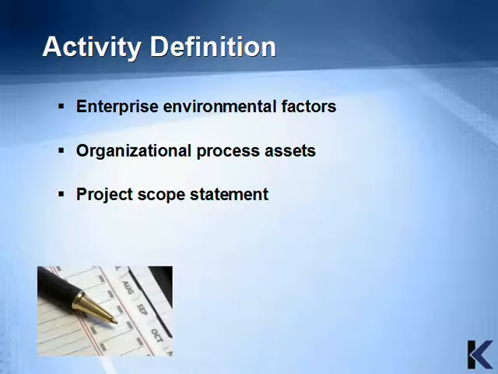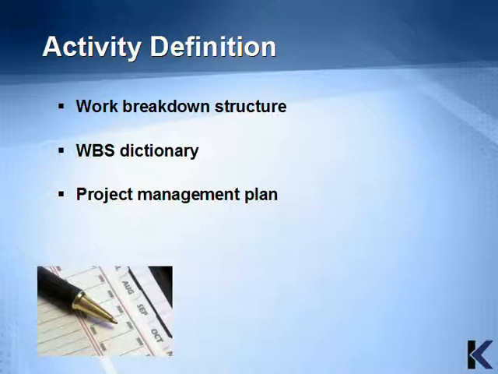Some of the information needed for starting the process of activity definition would include enterprise environmental factors, organizational process assets, project scope statement, work breakdown structure dictionary, and the project management plan. We've discussed all of this information before. If you're familiar with this information, please feel free to move through them quickly and onto the Tools and Techniques section, which will introduce new material.